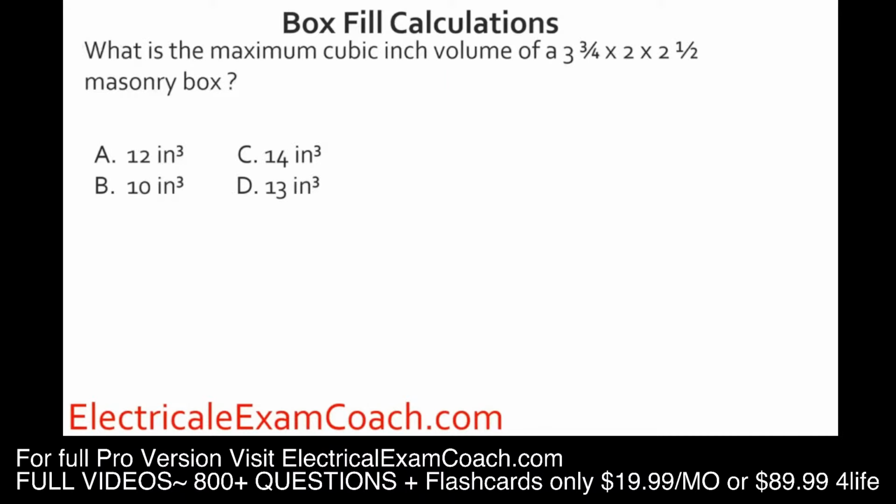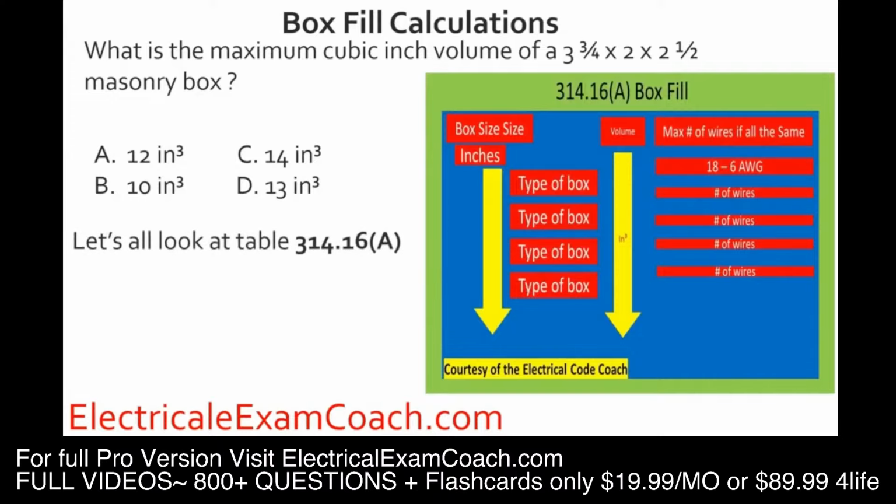What is the maximum cubic inch volume for a 3 3/4 by 2 by 2.5 masonry box? For this one, we're going to head to 314.16(A), and we're going to use that middle column, the volume column. We come down, we look very closely, and we find that it's 14 cubic inches. This is very important that we understand this process before we move on into more complex box fill calculations.